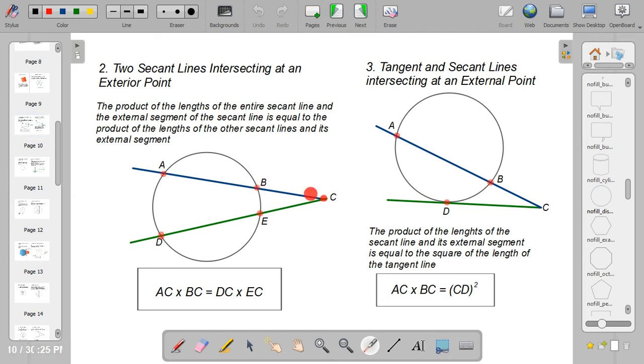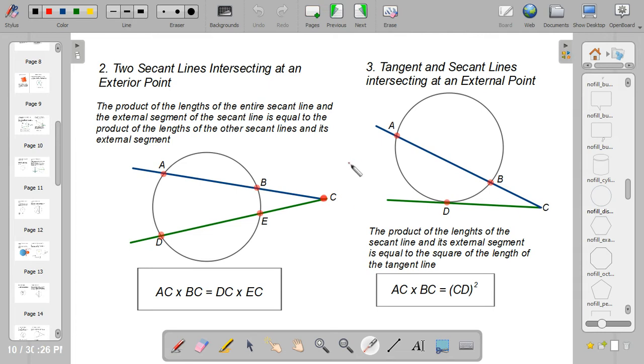So kunin daw natin ang product ng whole secant line at saka yung kanyang line na lumabas sa circle. So it means AC times BC. And this is equal to the product of the lengths of the other secant line and its external segment. So therefore, DC times EC.